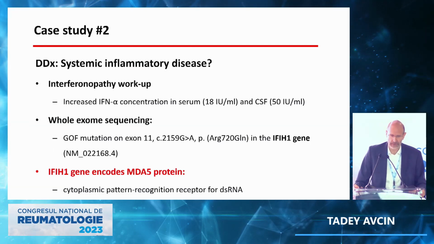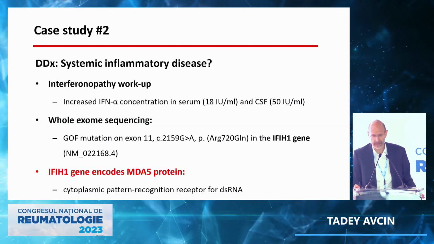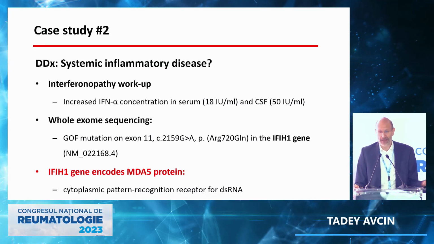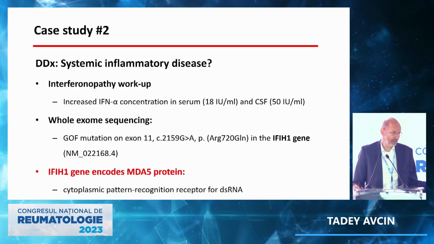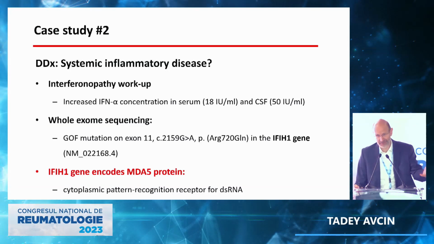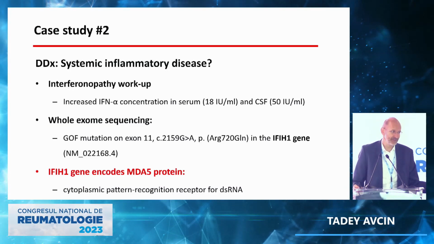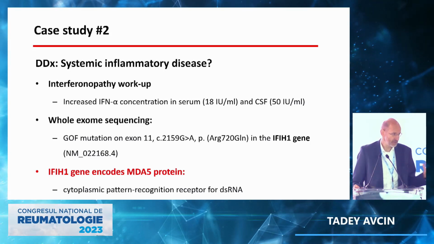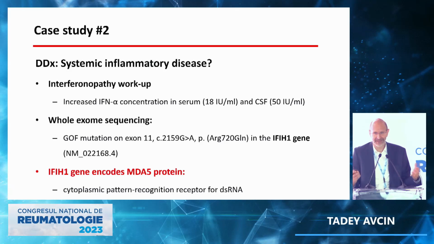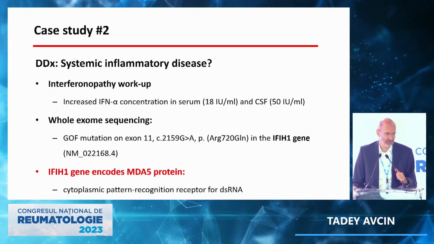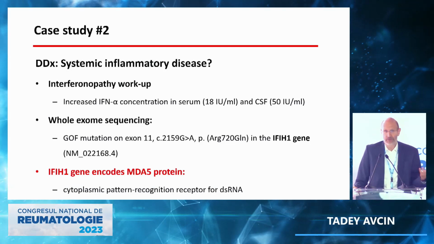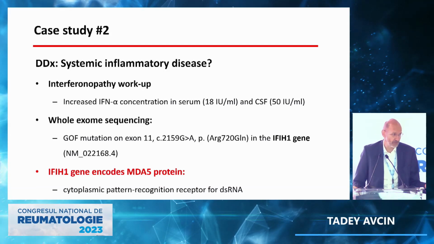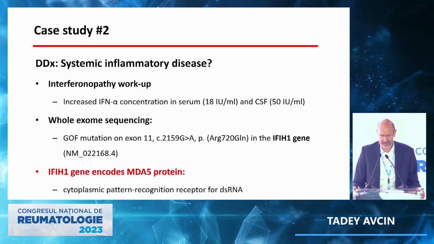It has been described as linked with monogenic SLE. The IFIH1 gene encodes the MDA5 protein, and you know that anti-MDA5 antibodies are linked with juvenile dermatomyositis with interstitial lung involvement. So it's interesting how these diseases are intertwined. Some of the interferonopathies present with interstitial lung involvement, like SAVI syndrome. So it's not a coincidence, definitely not.